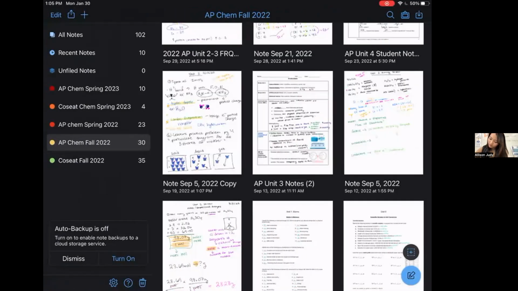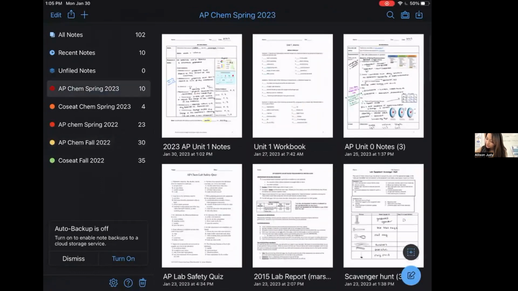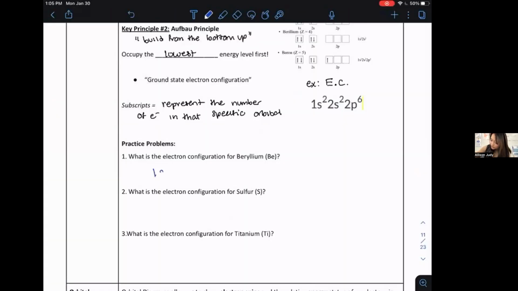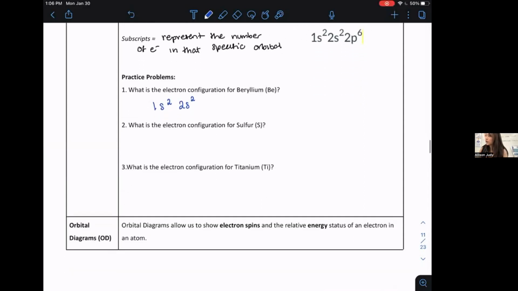So let's go ahead and go back to our notes. And this becomes 1s2, 2s2. Boom. That's the electron configuration. It's all about reading the periodic table, the greatest model in the world. Okay. So how about sulfur? Why don't you try sulfur on your own and then I'll walk you through titanium.